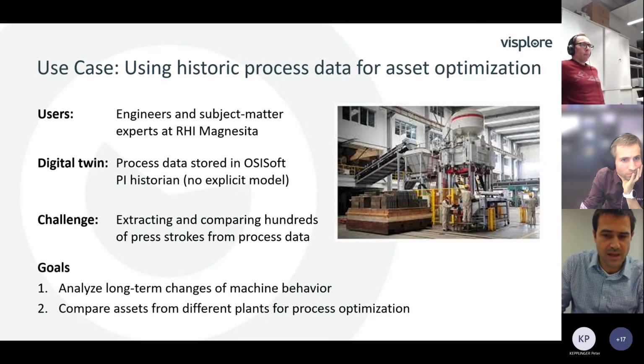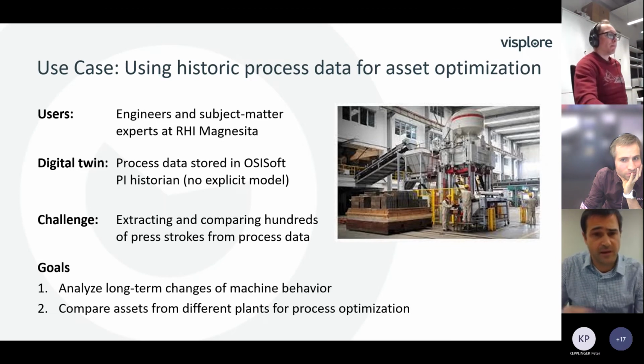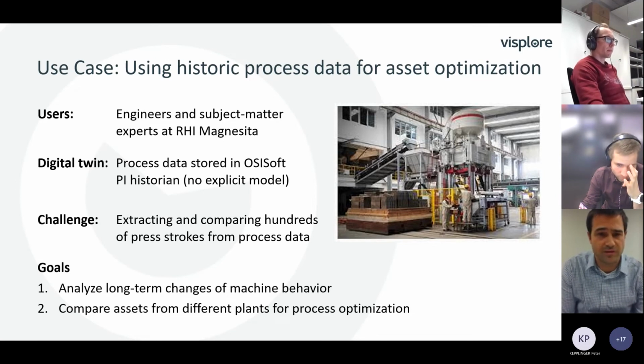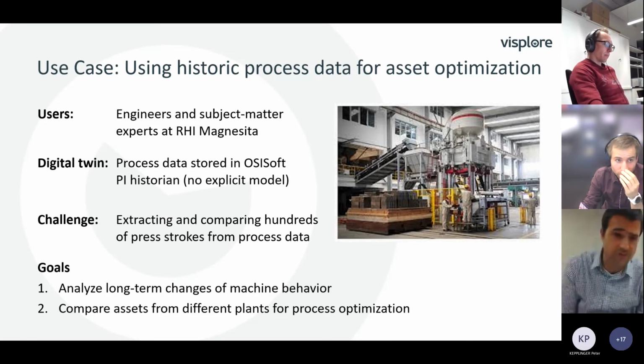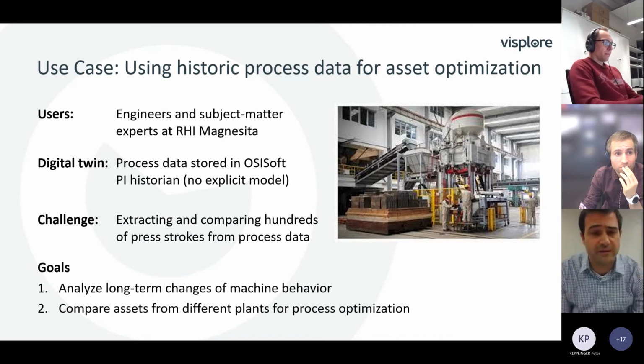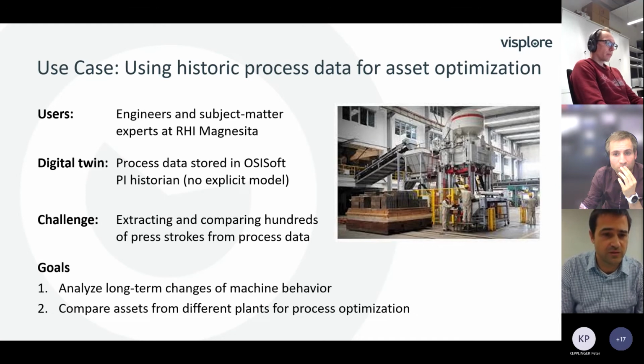Nevertheless, they refer to that as their digital twin because it basically captures all relevant process data from their processes. And the challenge in this case was to use that process data for asset optimization and, being a bit more specific, to extract and compare hundreds of press strokes from this process data in order to analyze long-term changes of this machine behavior, and also to compare assets from different plants to support optimization, to learn, for example, how assets operated differently across plants, and to extract some guidelines from this.